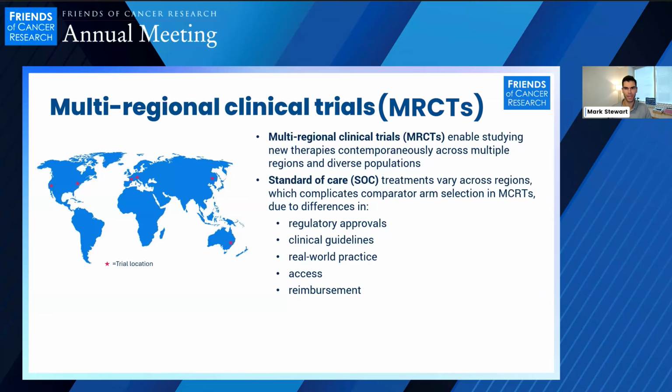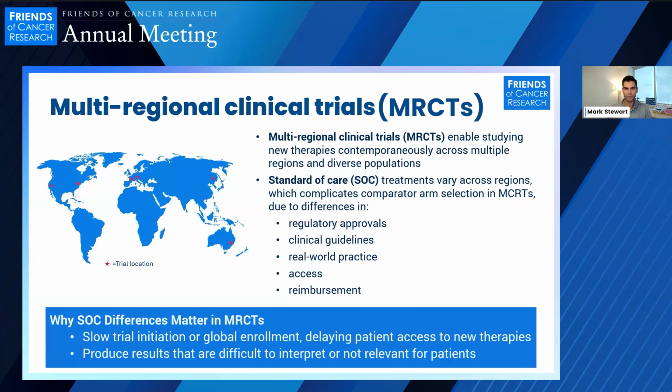The challenge stems from the fact that standards of care can vary widely across regions, and those differences can come from time differences in regulatory approvals, variation in clinical guidelines, real-world practice patterns, reimbursement, and access. And when these differences aren't carefully addressed, these trials can be slowed down, or they can generate results that are hard to interpret and less relevant for patients and regulators in certain regions. And this ultimately can hinder patient access to promising new therapies.